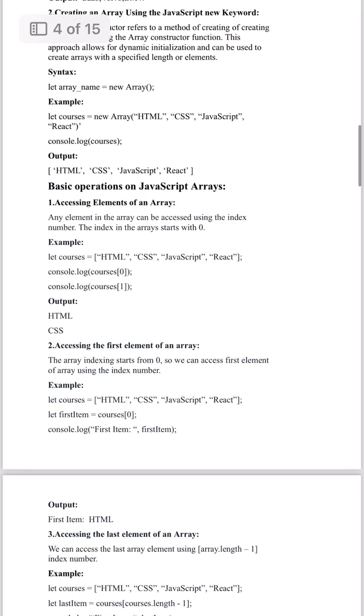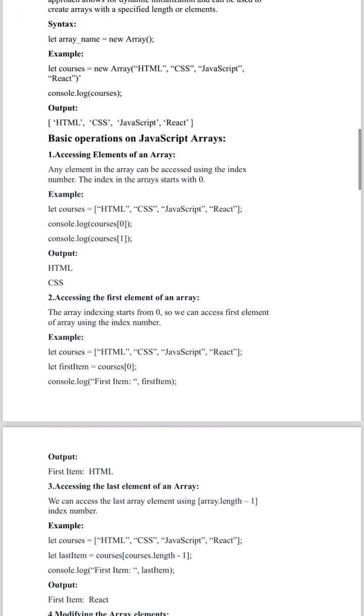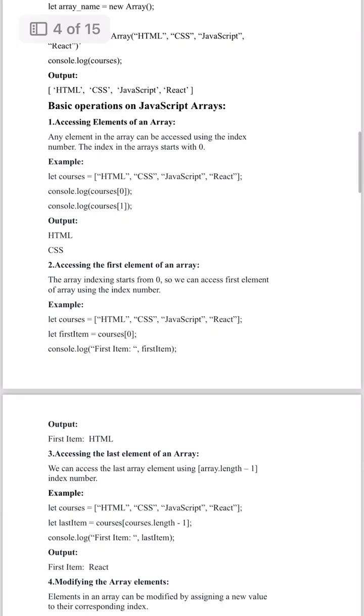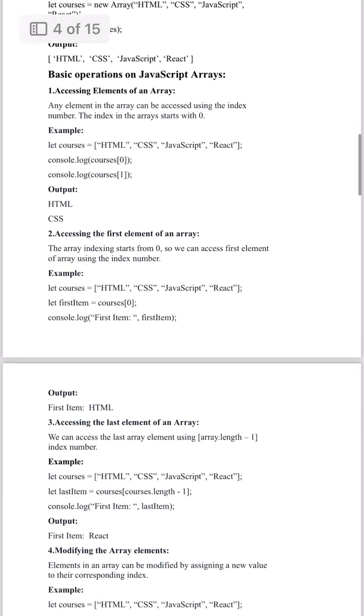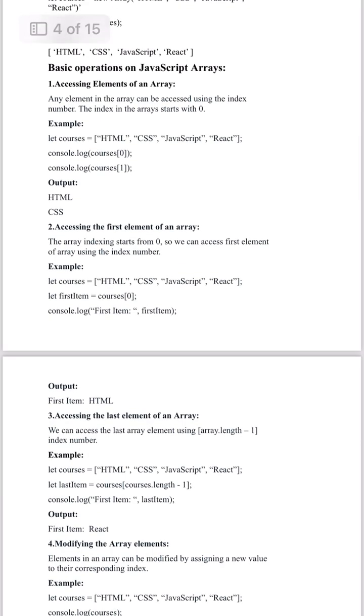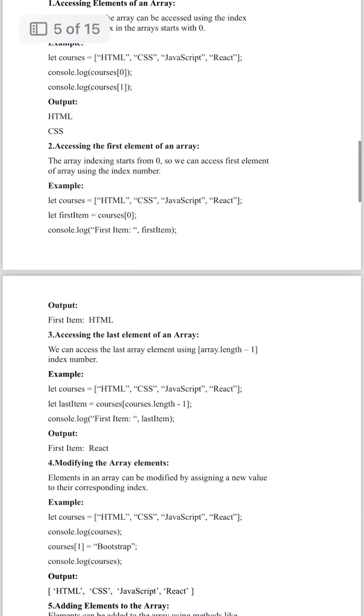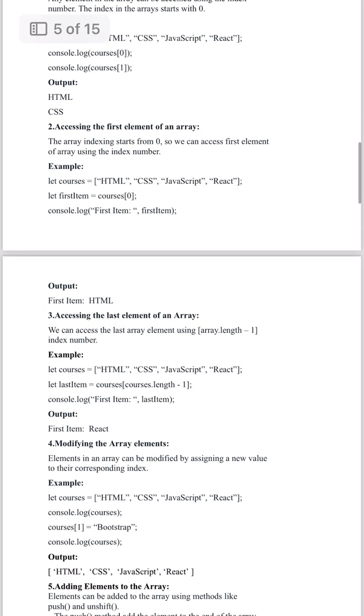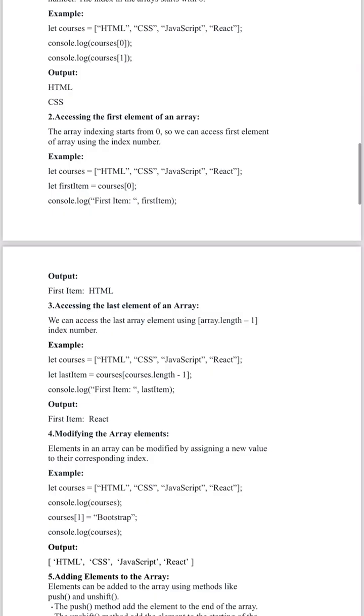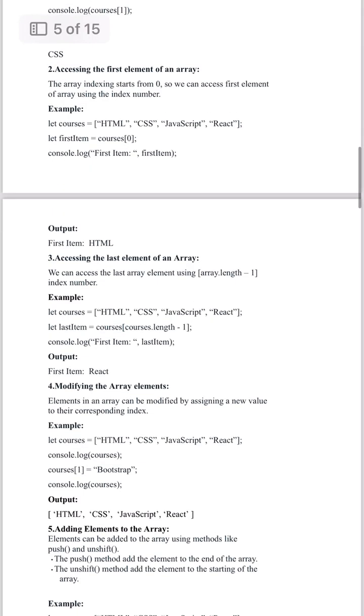Basic operations on JavaScript arrays. Accessing elements of an array. Any element in the array can be accessed using the index number. The index in the array starts with 0. Accessing the first element of an array. The array indexing starts from 0, so we can access the first element of the array using the index number.